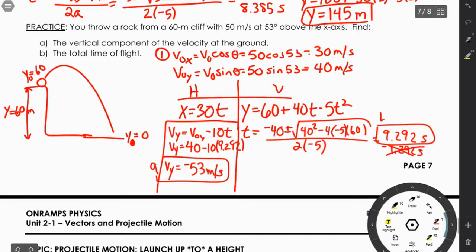In the next video, we're going to look at what happens if we do the reverse, if we go from the ground up to a height, and then we still have negative launch angles to do.